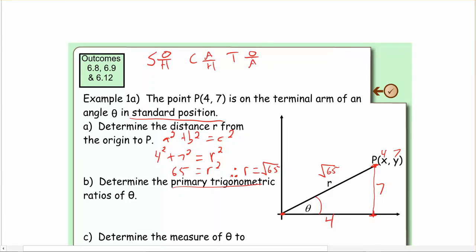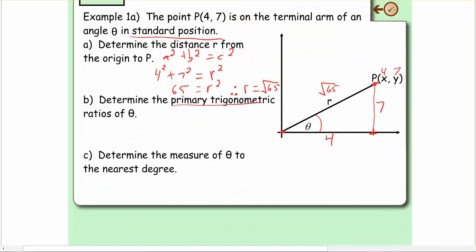SOHCAHTOA. It's saying really, so this is sine, this is cosine, and this is tan. That's the identity of sine. It's going to be opposite over hypotenuse. Cosine would be adjacent over hypotenuse. Tan would be opposite over adjacent.